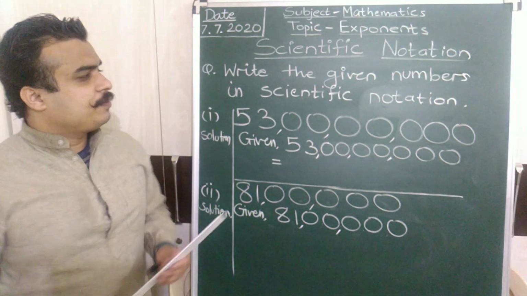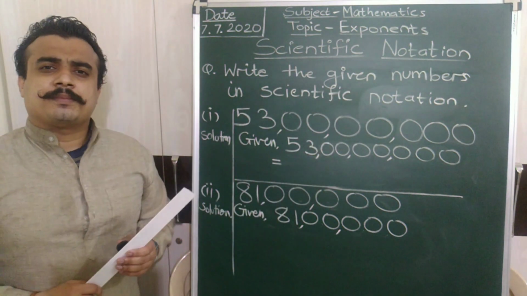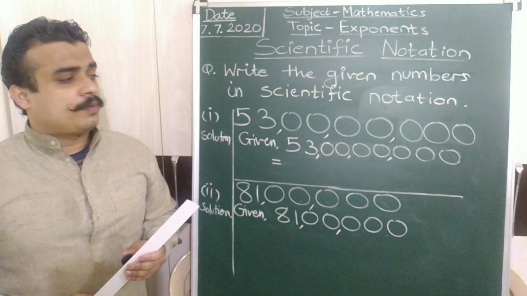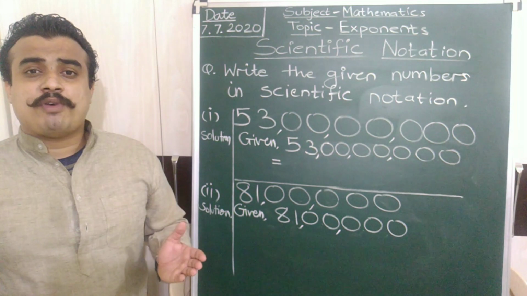So here we have to write the given numbers in scientific notation. So let's see how to solve it. So here we have a number which is in standard form.